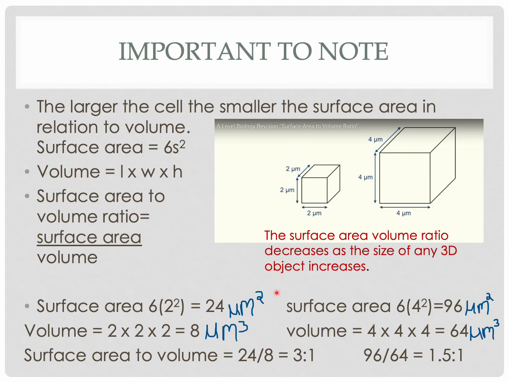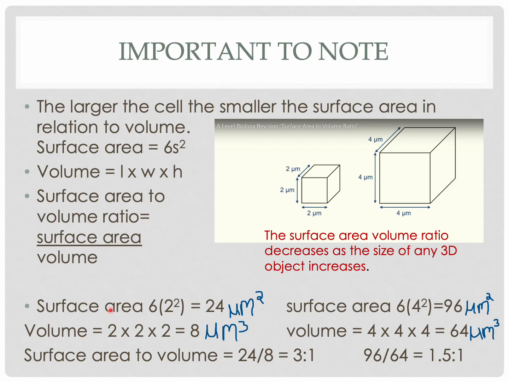Taking a look at how that's possible, we're going to imagine that these cubes represent our cells. The larger the cell, the smaller the surface area in relation to the volume. Surface area for a cube is 6s squared. Volume is length times width times height. Something biologists are concerned with is the surface area to volume ratio, which is surface area per volume.